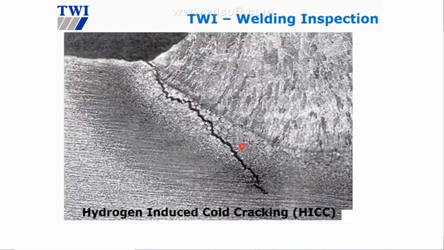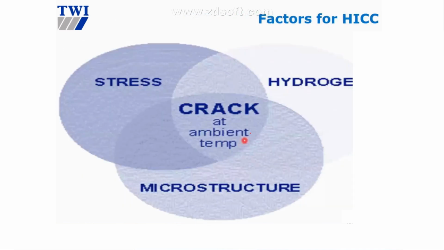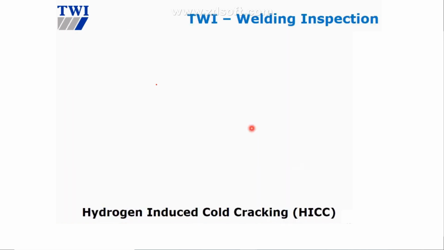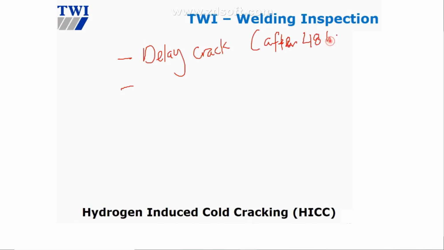Now we're going to discuss hydrogen crack. What is another name for hydrogen crack? They call it delay crack. Write down: this occurs after 48 hours of welding. That's why they call it delay crack, and also hydrogen crack.